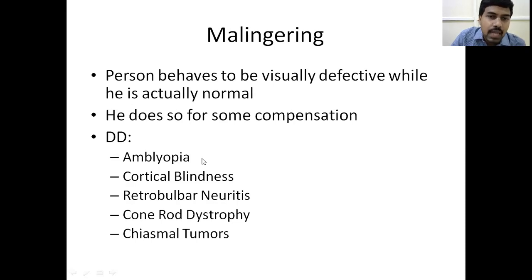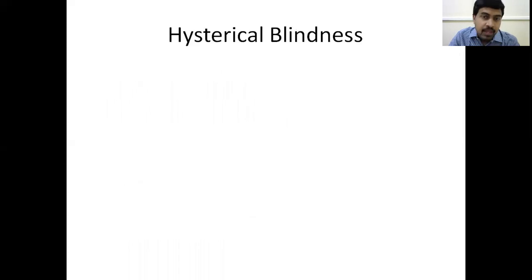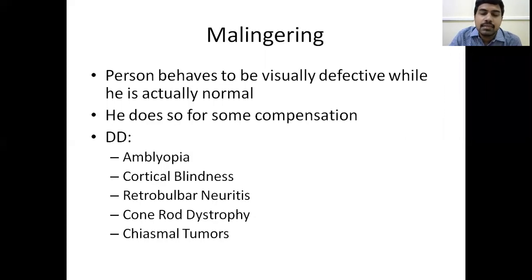The differential diagnosis for this is amblyopia, cortical blindness, retrobulbar neuritis, rod cone dystrophy, chiasmal tumors. In all these cases, ophthalmoscopically, no abnormality can be detected. That is, anatomically, no lesion can be detected. That's why we should think of malingering in these cases. And in malingering, there is some compensation, some financial motive or gain, or a handicapped certificate, something.